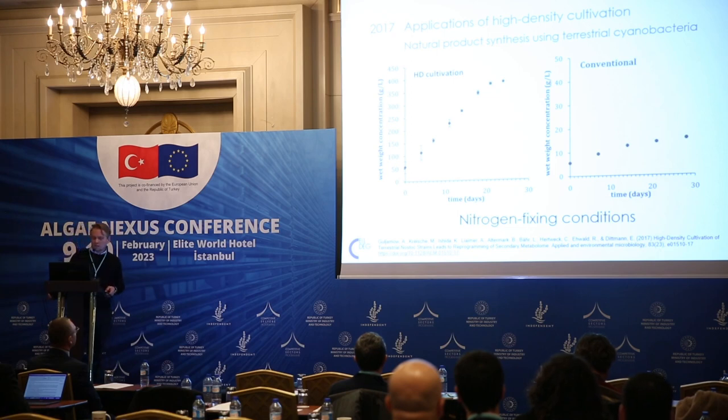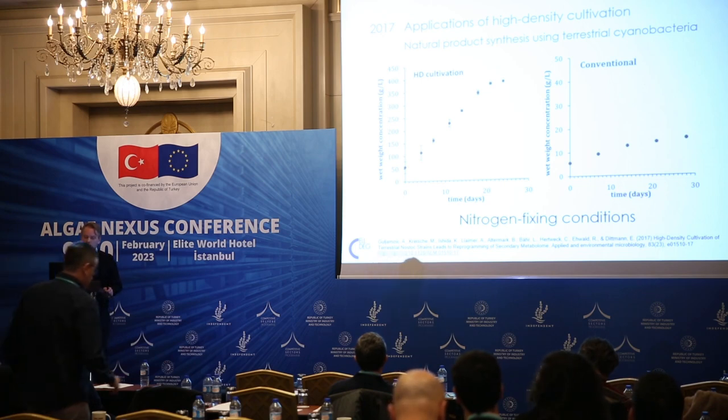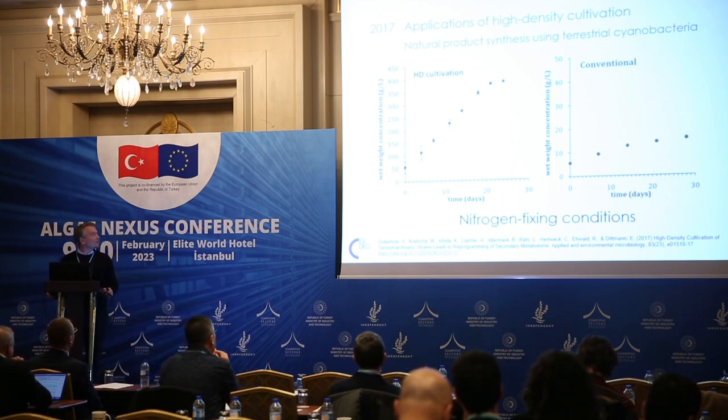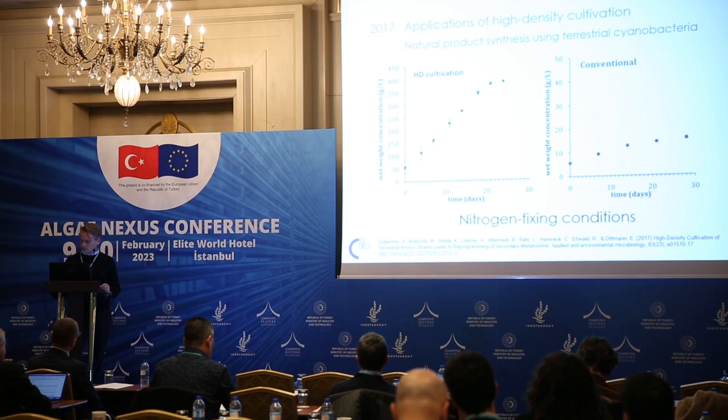So I want to come to some applications of our clients. Here in 2017, a group in Potsdam in Germany cultivated, for example, a terrestrial cyanobacterium, Nostoc punctiforme. They compared the conventional cultivation to the HD cultivation, and what they found was that they harvested around 400 gram wet weight after 24 days, and with the conventional method, they were around 14 gram wet weight. So they achieved a 26 times higher biomass with these cultivators.